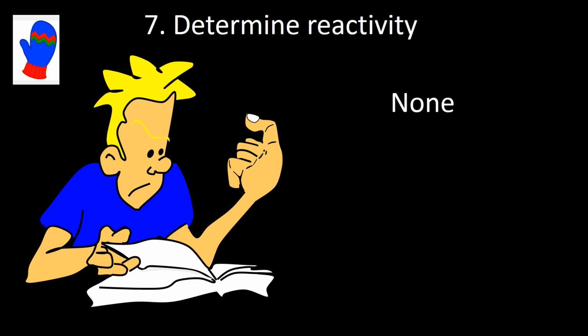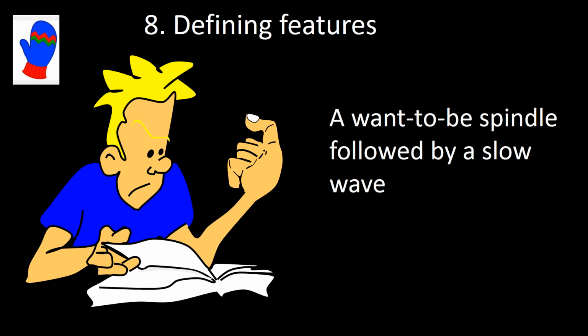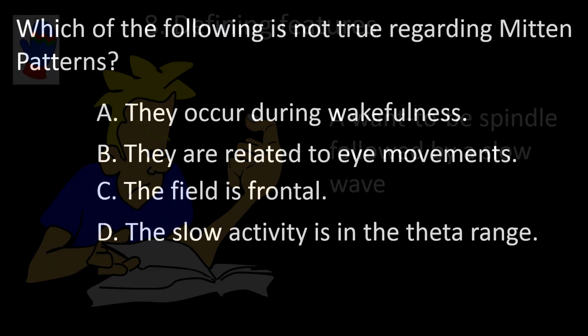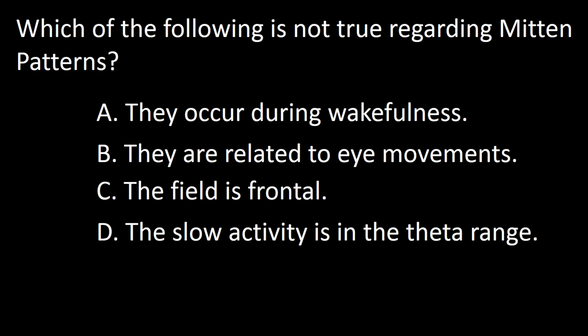They are not associated with any type of artifacts, and their defining characteristic is to think of them as a spindle followed by a slow wave, whereas sometimes only a few waves of the spindle are seen. So the answer to this question is D.